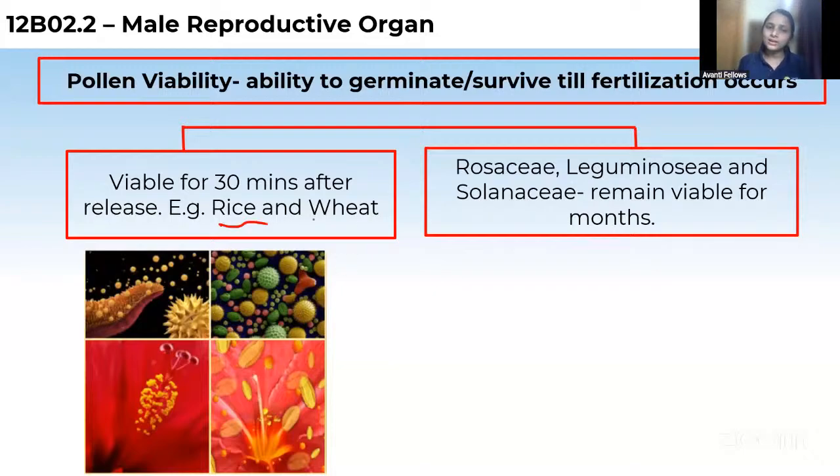The examples are rice and wheat. Then, for some others, the viability will be 1 month. Examples are Rosaceae, Leguminosae, and Solanaceae, which maintain viability for a month.